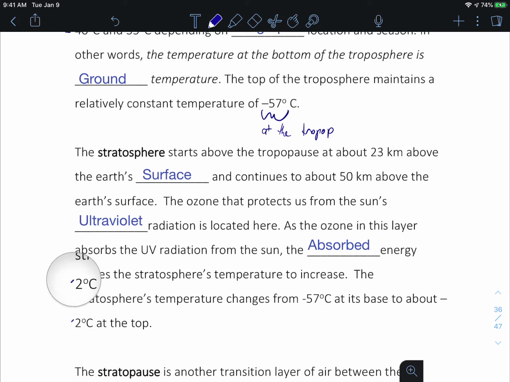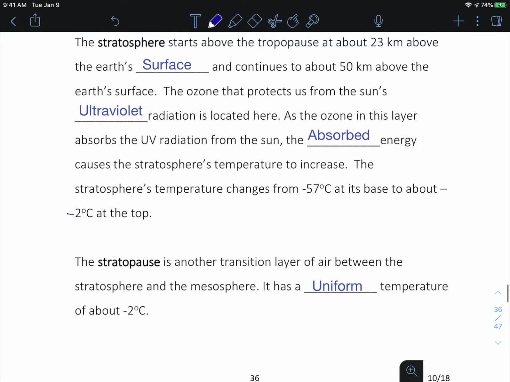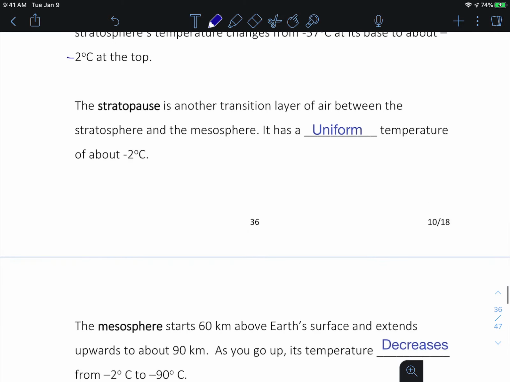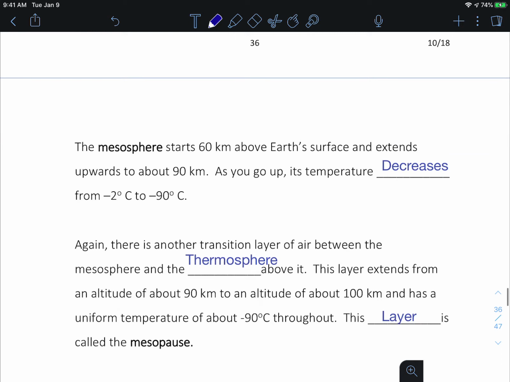It seems to have shifted away, disappeared on us. So minus 2 degrees. The stratopause is another transition layer where we have a uniform temperature at that minus 2 degrees. And then we're going to start moving into the mesosphere. The mesosphere is 60 kilometers above the Earth's surface, and it extends to upwards of 90 kilometers. And as you go up, its temperature decreases again from minus 2 degrees to minus 90 degrees. And so it gets colder and colder.